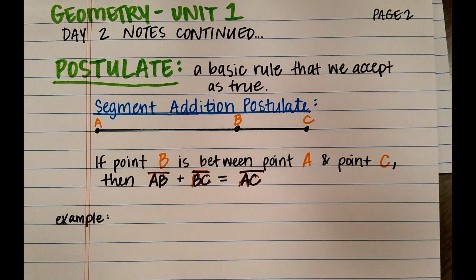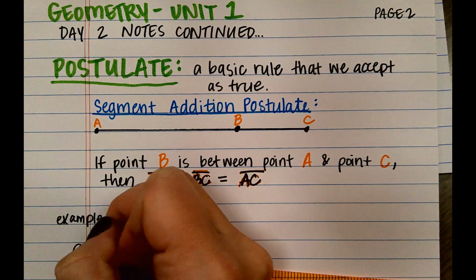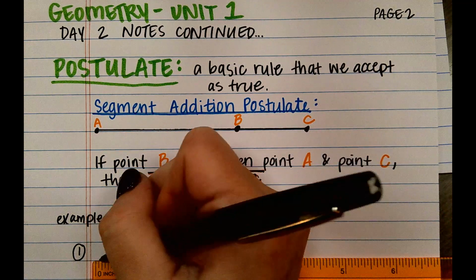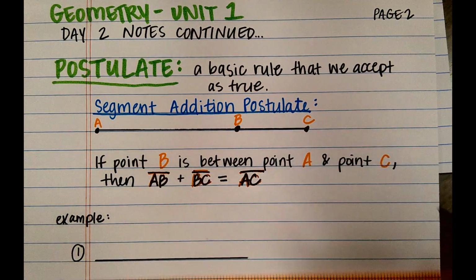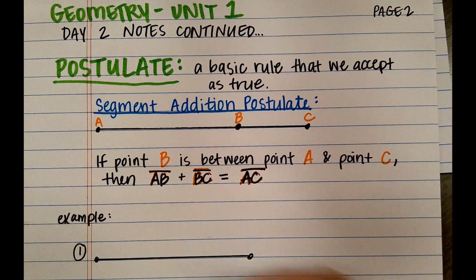So, I am going to draw, I'm going to put a 1 here. This is the first example. I'm going to draw a line segment with 2 endpoints and a point somewhere in the middle. Let's see. Yes.